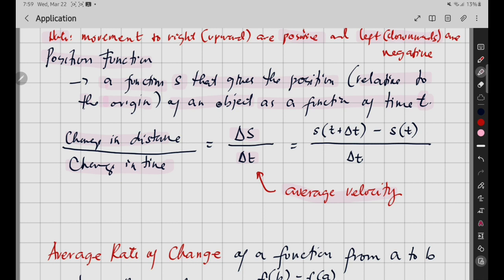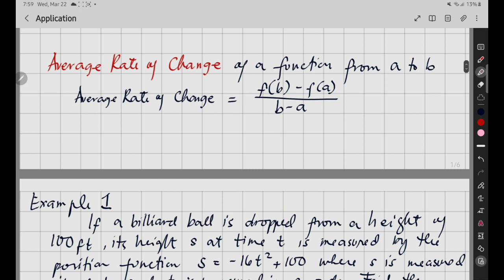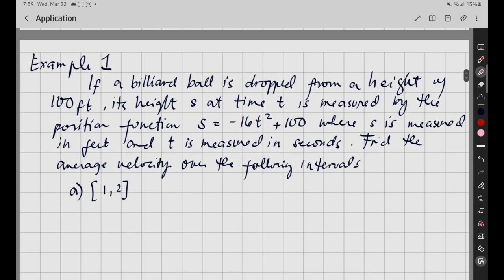So to solve for that, we have the position function after t time, minus the starting position, or s of t, over the change of time. So in general, when you find the average rate of change of a function from a to b, we have the average rate of change, f of b minus f of a all over b minus a. Now let's move on to our first example.